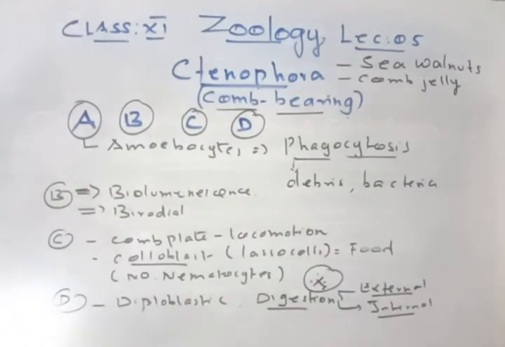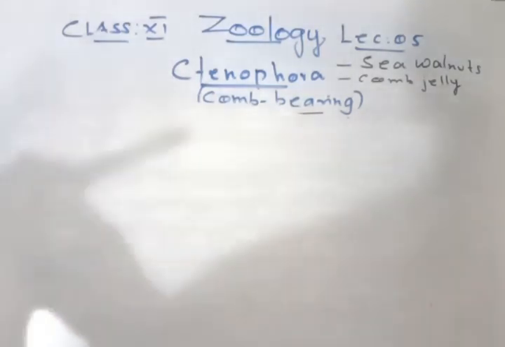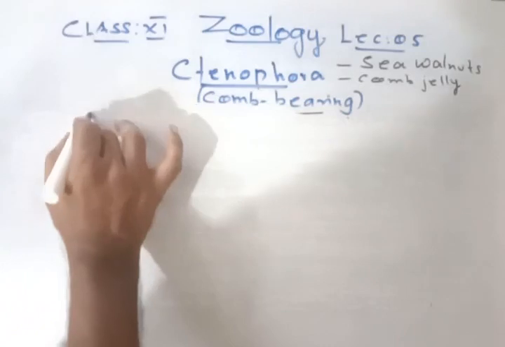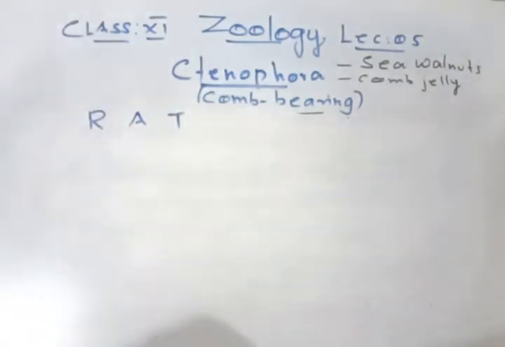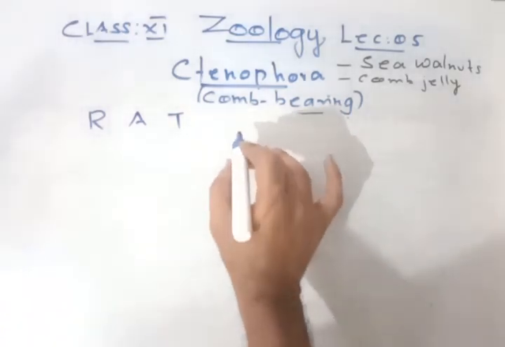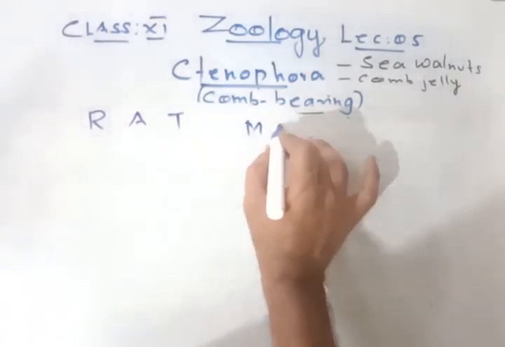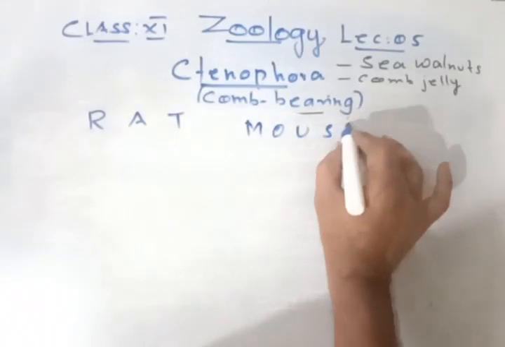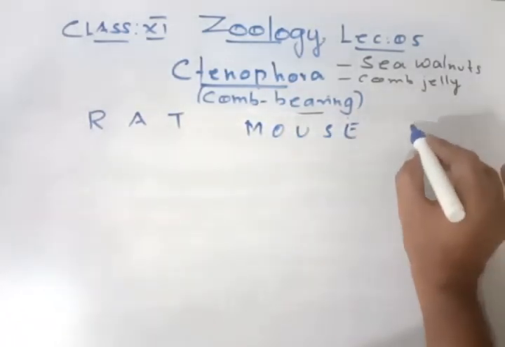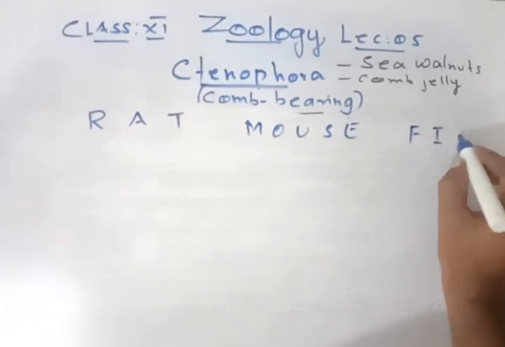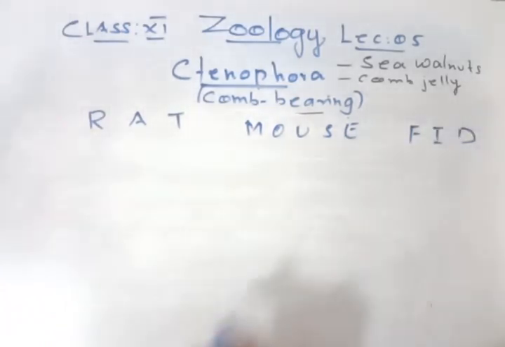Okay, so A, B, C, D, you can easily remember those statements. It is not completed. Another statement I'll give you: the letters that you remember are rat, R-A-T. You also remember mouse, M-O-U-S-E, and you remember aphid, F-I-D. These are the words that give you an idea, that's all.